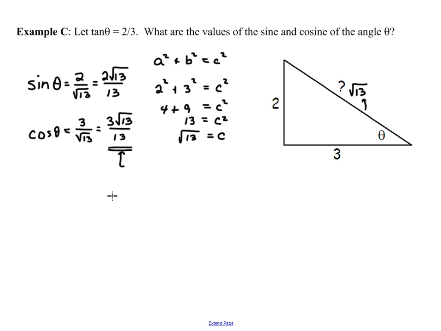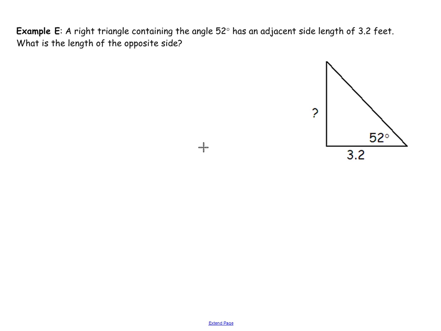But the other question we would want to ask is, all right, in this case, we were given 2 sides. What if we're only given 1 side? Well, if we have enough information to create our trigonometric functions, then we would certainly want to know that. And so, a typical kind of application might be something like this. We're told that we have a right triangle that contains 52 degrees this time and has an adjacent side of 3.2. How could we use this to find the length of our opposite side?